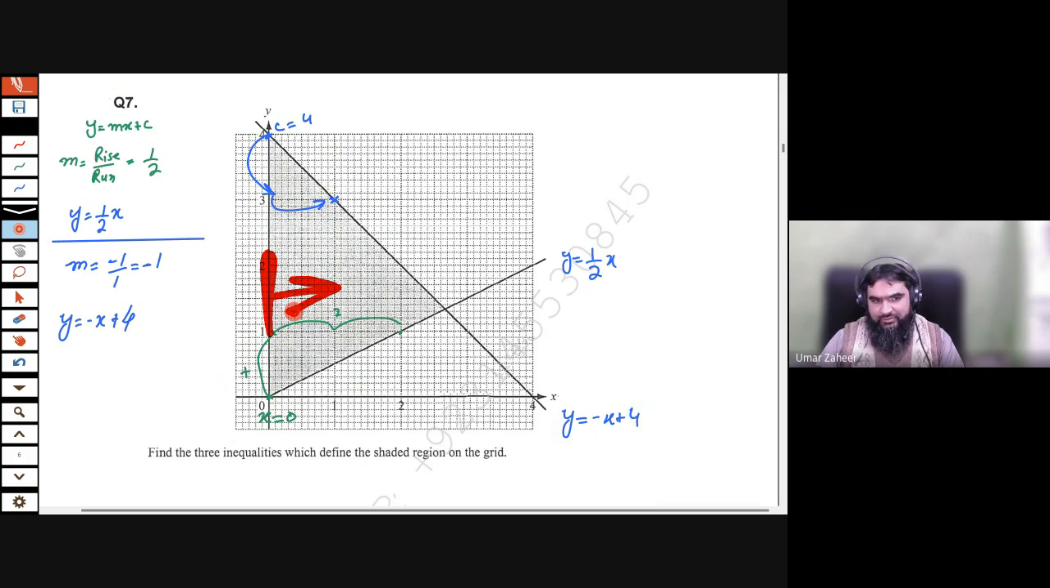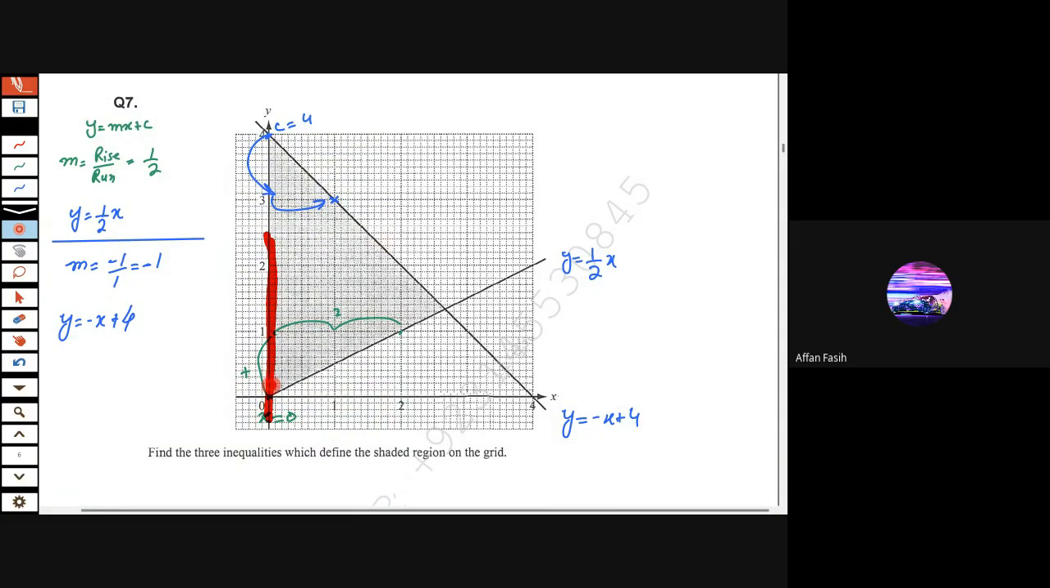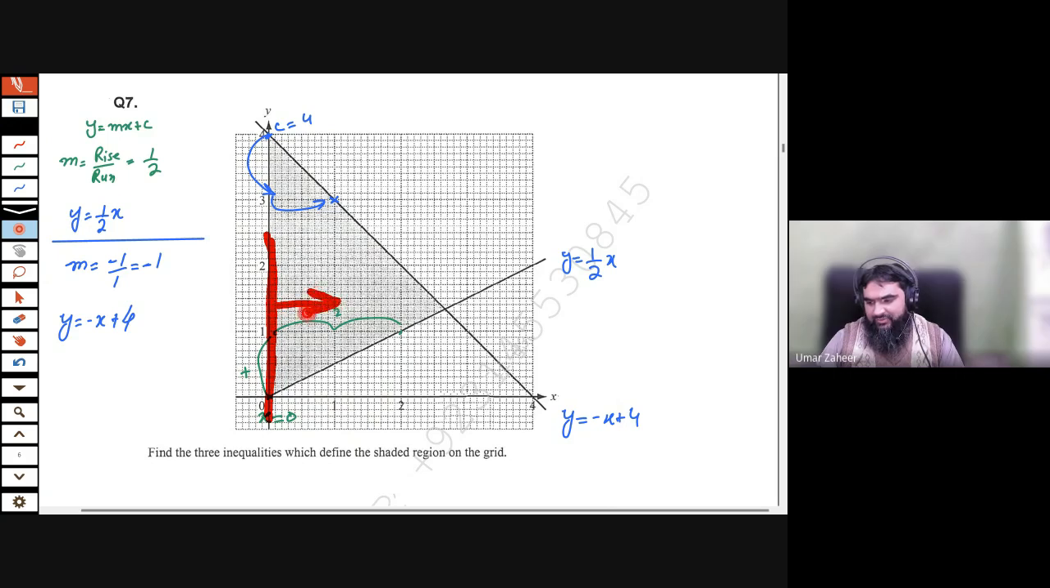The region is towards the right side. Is x lesser than 0 or greater than 0? Right side, so it's greater. Obviously on the right side you have the greater value, and on the left side you have the lesser value, negative.